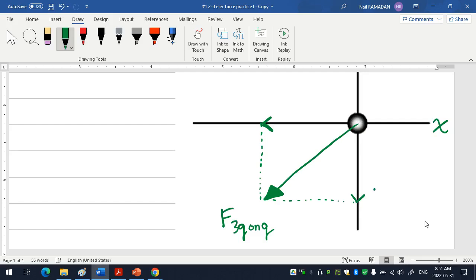So we can call this F3Q Y and this F3Q X. And both of those angles are what? Yeah, so we're in the habit of usually taking the horizontal angle.